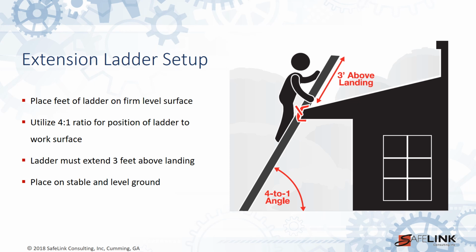If an extension ladder is used, place the feet of the ladder on a firm, level surface. Utilize the 4-to-1 ratio. For every 4 feet of ladder length measured from where the ladder contacts the support point, the base of the ladder should be 1 foot away from the supporting structure. The ladder must extend 3 feet above the landing. Place ladders on stable and level ground and secure the base of the ladder.